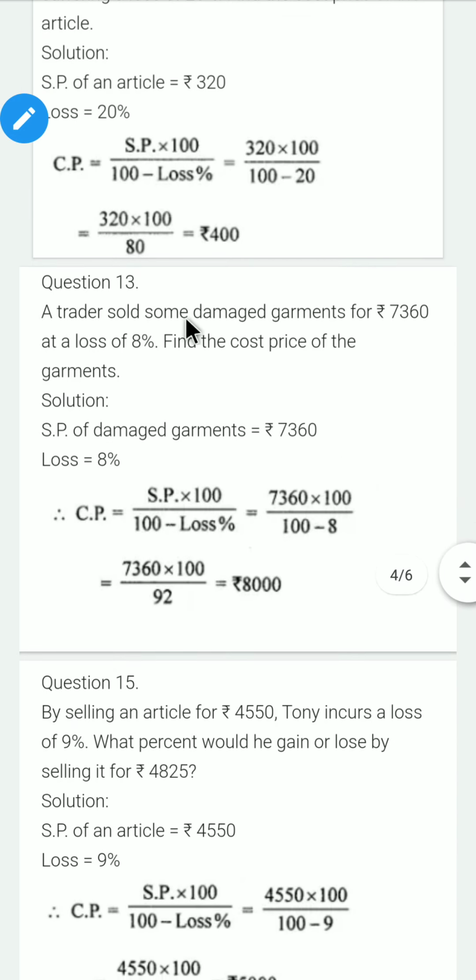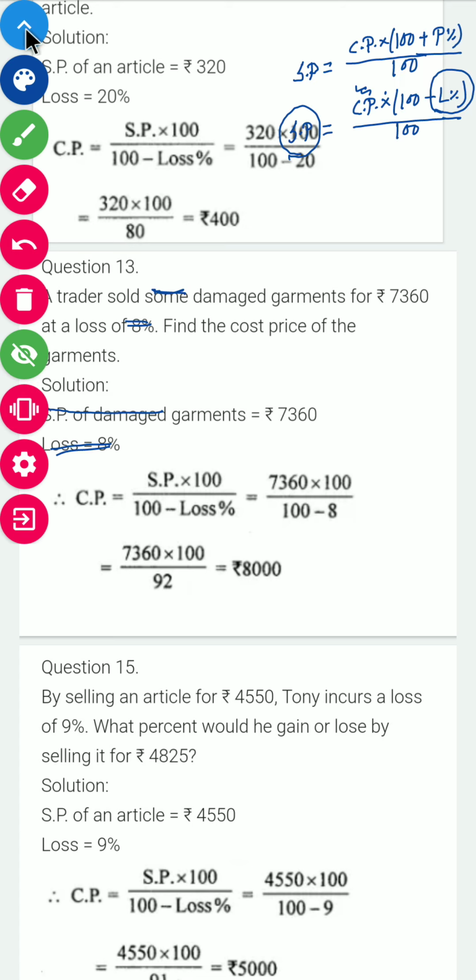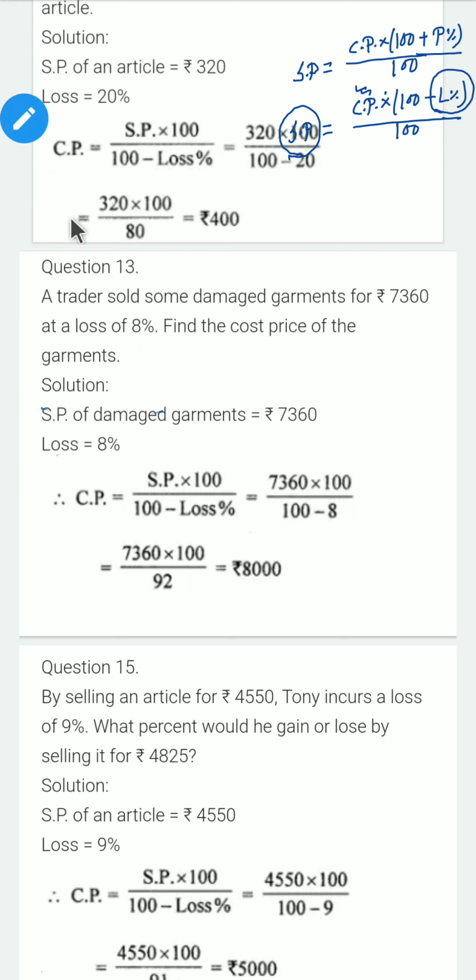So next one, question number 13 is given. A trader sold some damaged garments for this much rupees. That means this is the selling price. And loss 8%. Here loss percentage is also given. You have to find out the cost price. You have to use the previous formula.